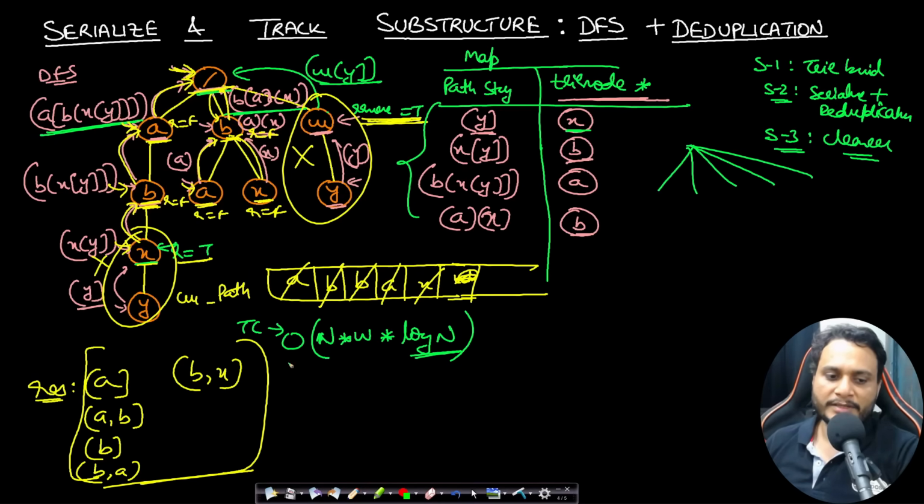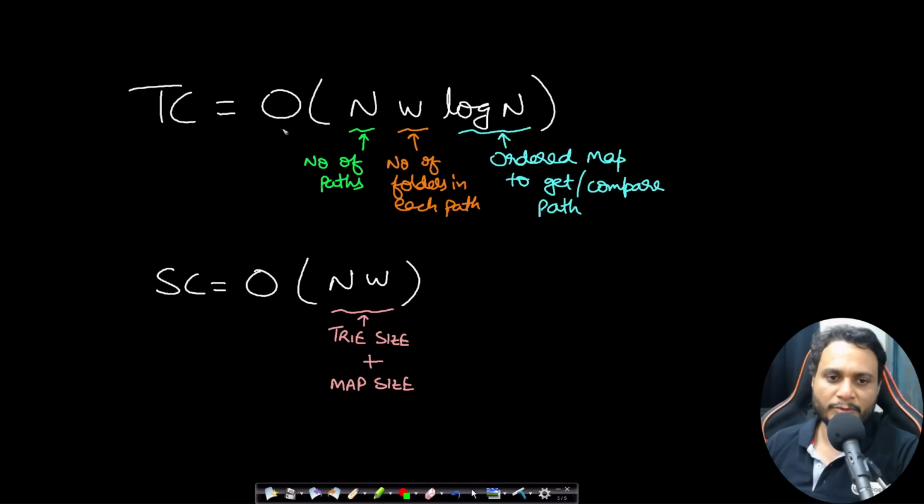This is your time complexity, and your space complexity is going to be order of n w, because all the words have to be stored in the trie. So the time complexity is n w log n, and the space complexity is n w because of the trie construction and the map size. I hope it is clear. Let's now look at the code.